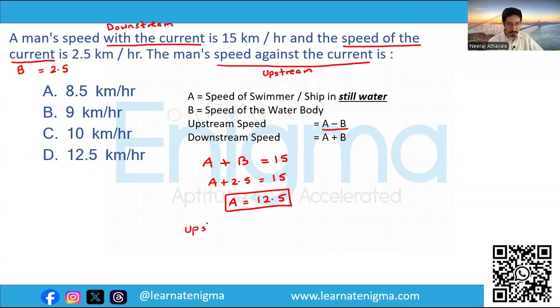So upstream speed will be A minus B. A is 12.5 and B is 2.5. So 12.5 minus 2.5, we get the answer as 10. So the answer is option C.